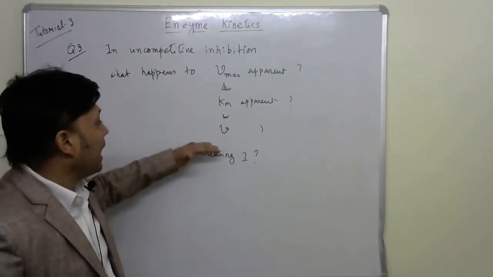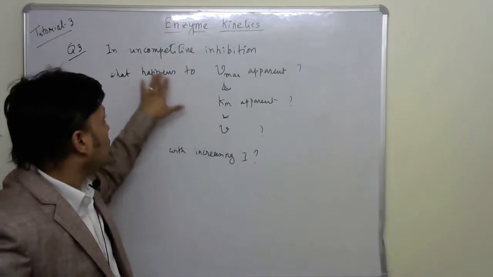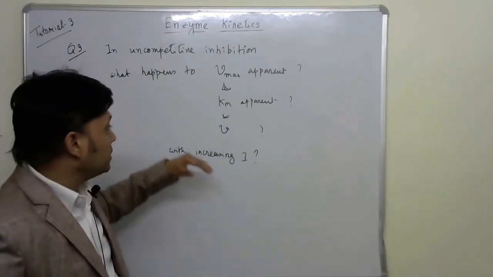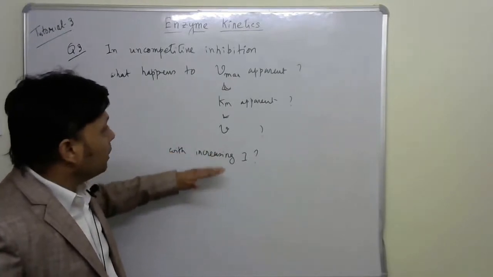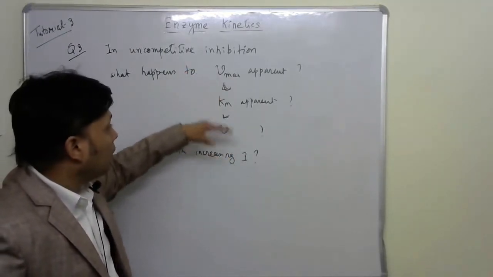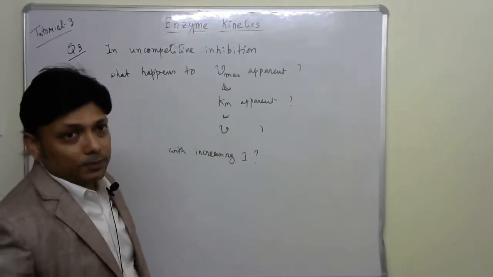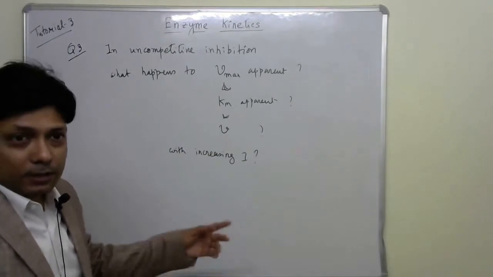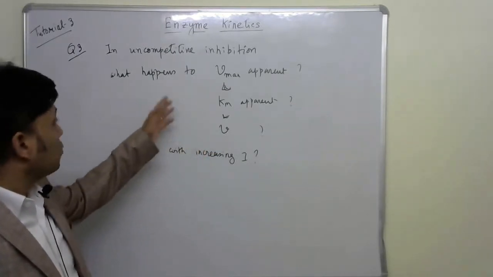You can verify that from the double reciprocal plot of uncompetitive inhibition. You will see that the 1 over V lines would gradually get shifted towards the higher value of the 1 over V axis. That means the velocity decreases. All right, so let's move on to the next question.